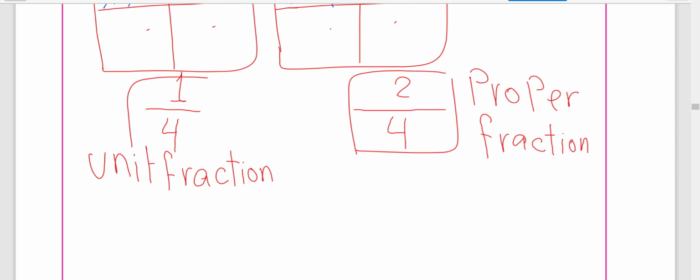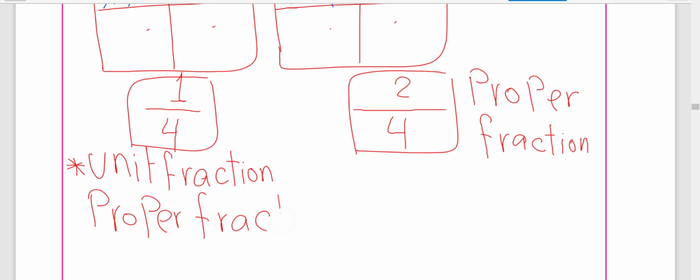This fraction, 1/4, is a unit fraction and a proper fraction. Why? Why a unit fraction? Because the numerator is 1. And why a proper fraction? Because the numerator is less than the denominator.